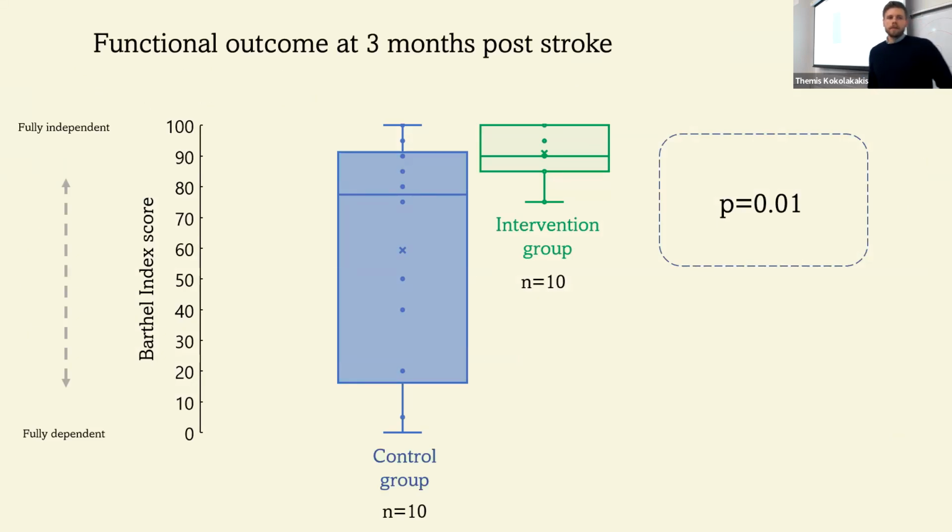Now, looking at some of our 3-month outcomes. This is the Barthel index. This is an independence score, or a disability score. A score of 100 is fully independent, 0 is fully dependent. Our intervention group had a significantly better outcome at 3 months. But as I said before, they were 13 years younger. So it is something that we need to consider and adjust for in a future analysis.